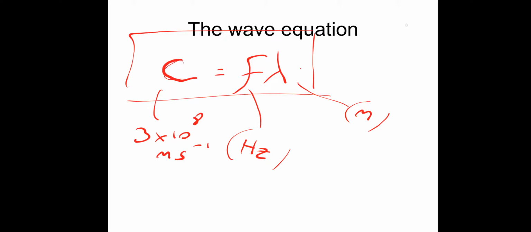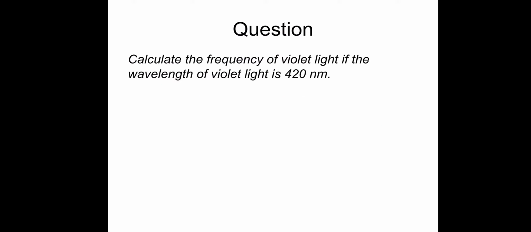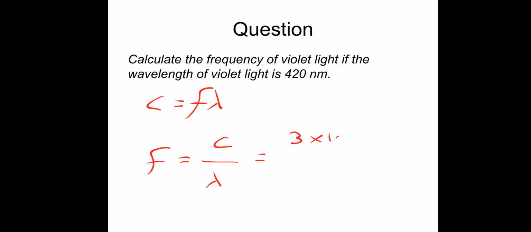Let's apply this. Let's get this written down. So a quick question. Calculate the frequency of violet light if the wavelength of this violet light is 420 nanometers. So pause the video, attempt this question. So our equation, C equals F lambda. Rearrange to find frequency. So frequency is the speed of light divided by the wavelength. Speed of light is 3 times 10 to the 8 meters per second, divided by the wavelength, which is 420 nanometers. So that's 420.